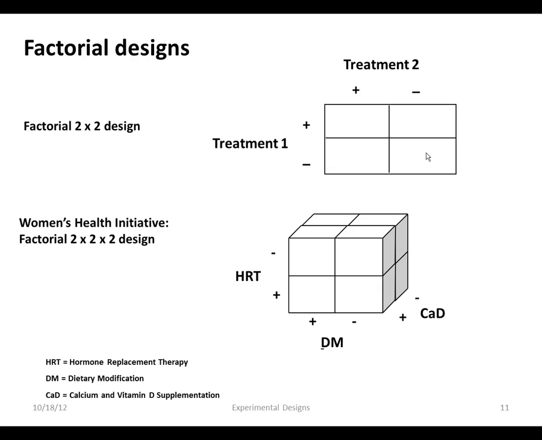And we can use pretty straightforward mathematical analysis to actually isolate the independent effects of those treatments on the responders. It's a much more efficient design than running 2 separate trials to look at treatment 1 and treatment 2. A great example of this is the Women's Health Initiative, which we've talked about. It actually had a 2x2x2 factorial design, so there were 8 distinct treatment groups, but they were looking at hormone replacement therapy and dietary modification and calcium and vitamin D supplementation.